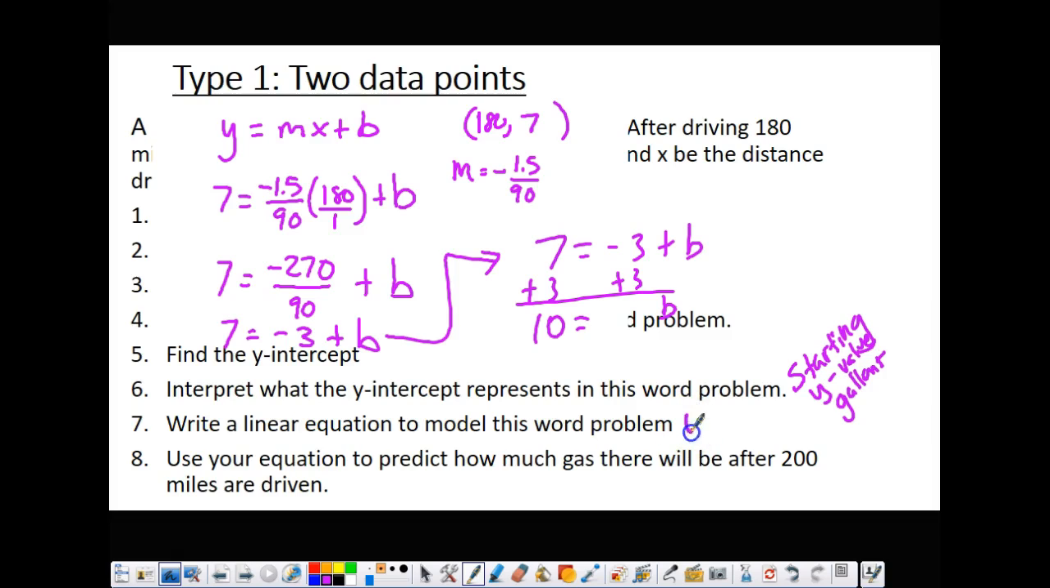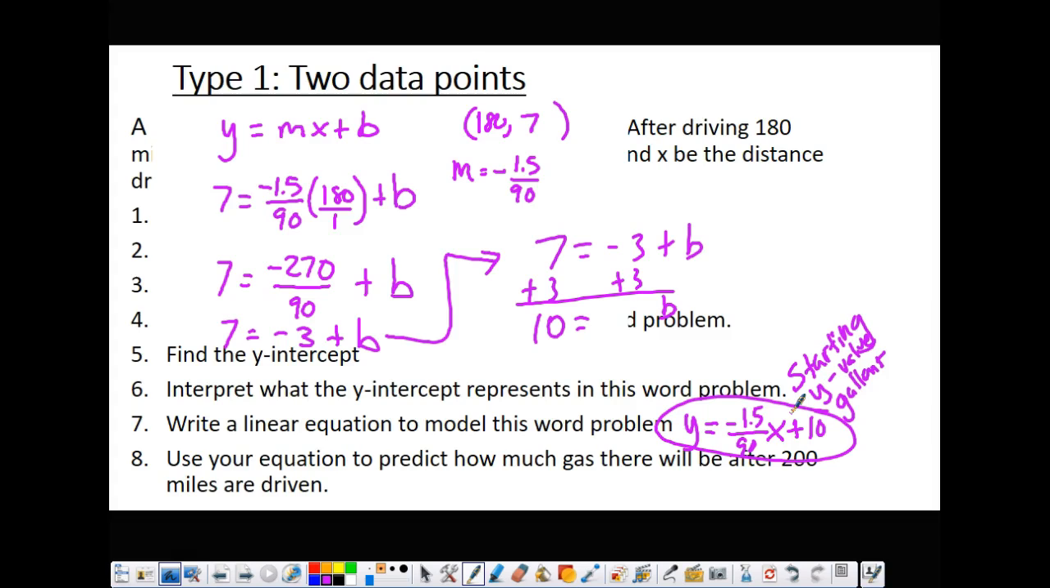What's my linear equation for this problem? Plus 10, right? So negative 1.5 over 90x plus 10. All right. So why would we want to go through all this trouble of writing an equation to represent a story problem? Well, now we can answer another question here, number 8.